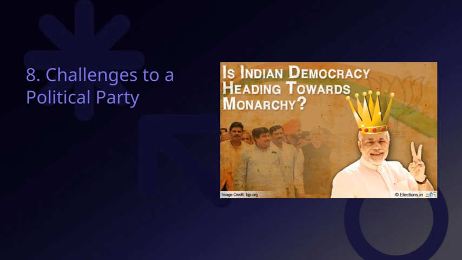Let's take a look at some of the key challenges that political parties face today. First, one major challenge is maintaining unity within the party. With diverse viewpoints and interests, it can be difficult to keep everyone on the same page. This internal cohesion is crucial because it directly impacts the party's effectiveness and public image.